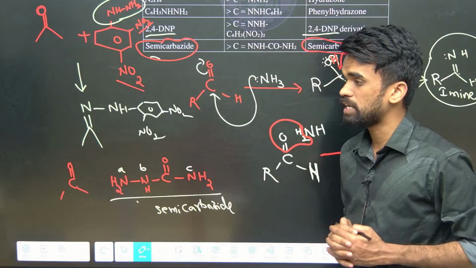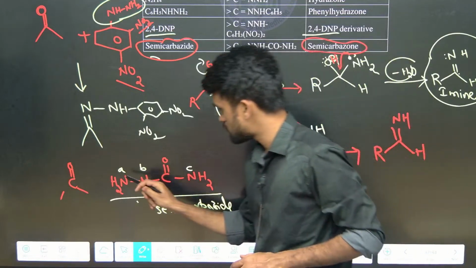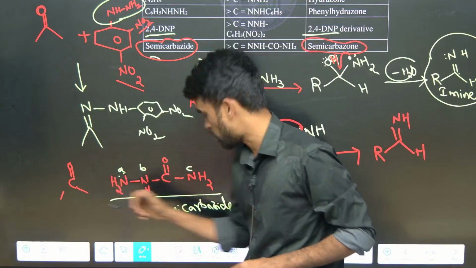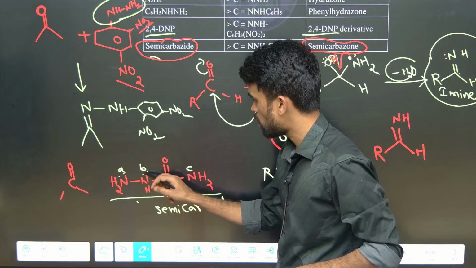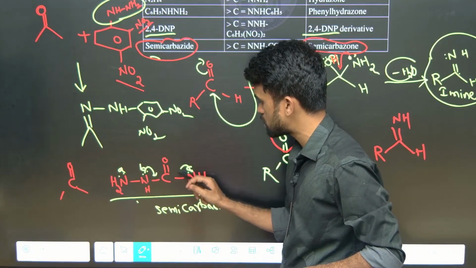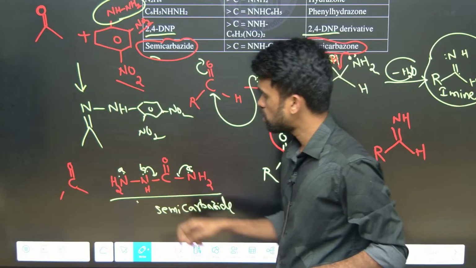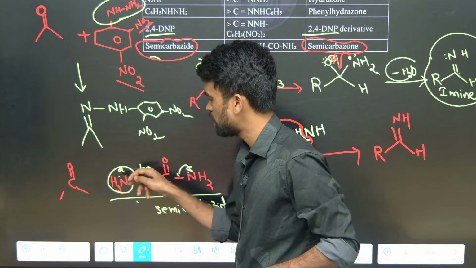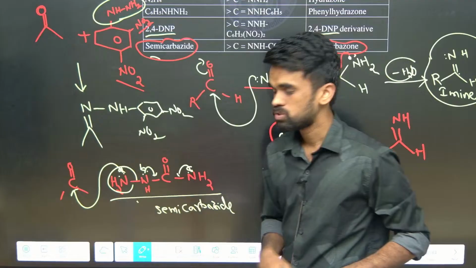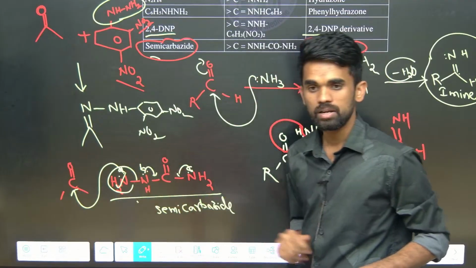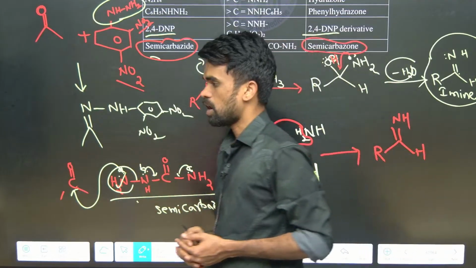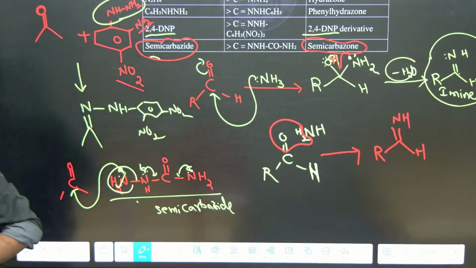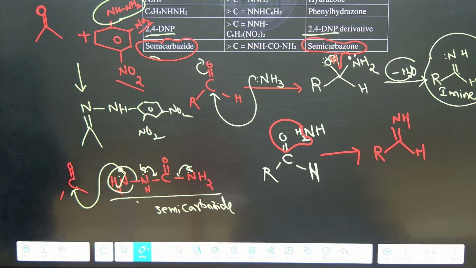Now how can you identify this? See, the one at the terminal, this side, not this side, because these two are in slight conjugation with the carbonyl group. So this one is isolated, and it is free to attack on this carbonyl group. That's why this terminal will attack the carbonyl group carbon, as it will be more nucleophilic.